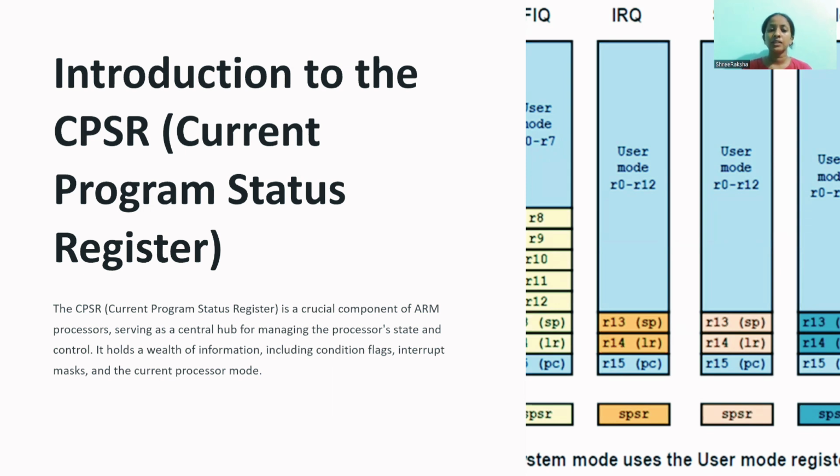The CPSR is a crucial component of the ARM processor, and it is used to hold a wealth of information including conditional flags, interrupt mask, and the current processor mode.